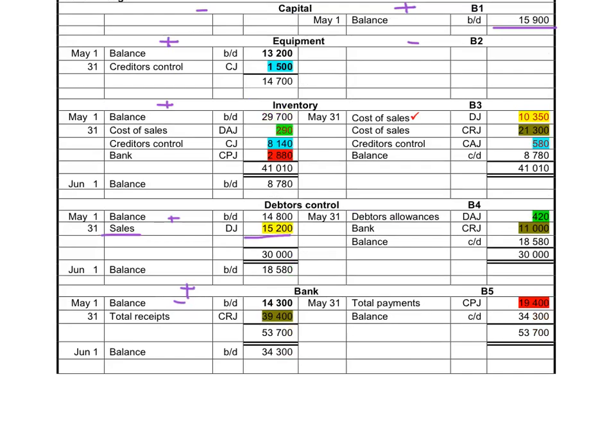And in the inventory account on the credit side, we will indicate that the double entry appeared on the debit side of cost of sales, posted from the debtors journal, and inventory decreased with 10,350.